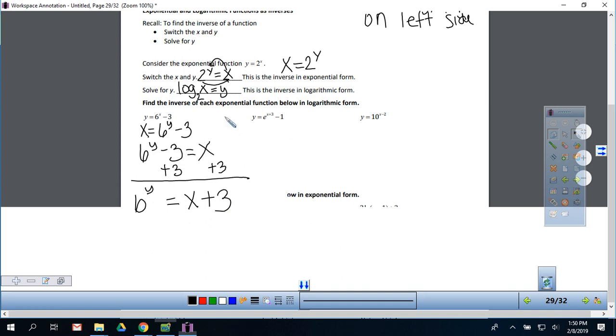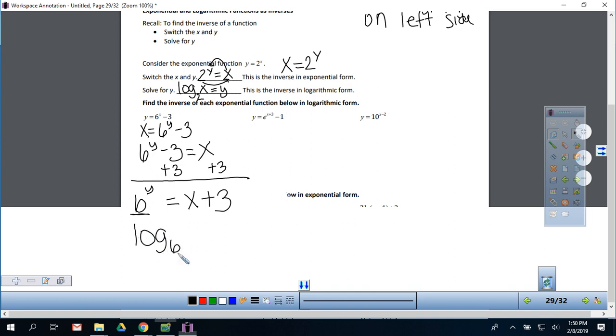Now, we're going to switch it. We started with an exponential function. The inverse of every exponential function is a log function. So we need to switch this to log form. So what's our base? 6. So we're going to have log base 6.